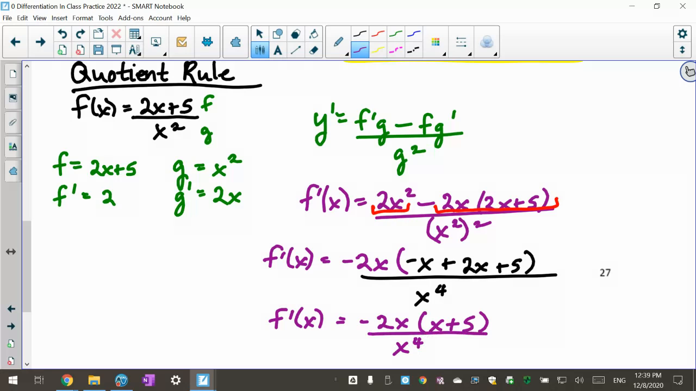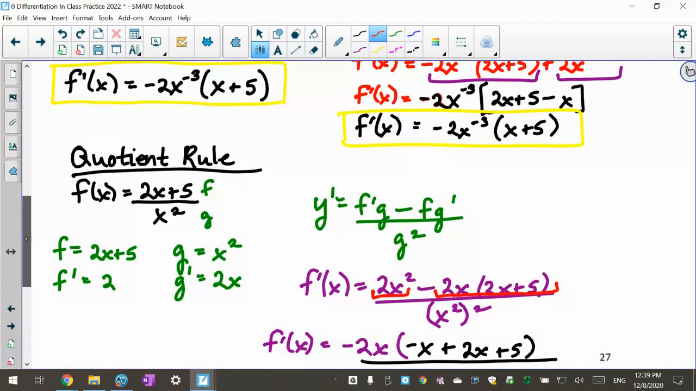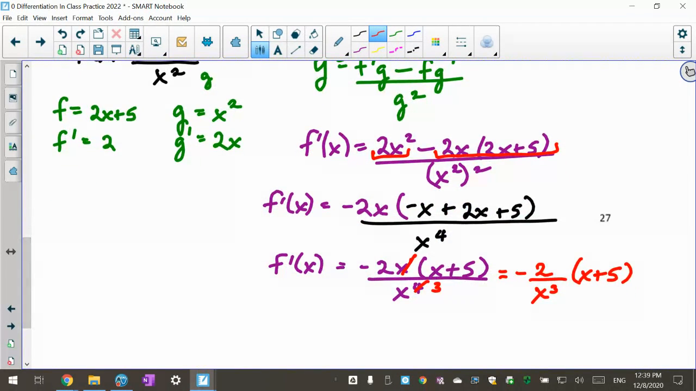And if we're going to look at doing this, I can say, oh, this is a factor, this is x to the 1st. I can cancel out and change that to a 3. So that's really -2 over x cubed times x plus 5, which doesn't look exactly like we did the other ones, but it's very similar because we had -2x to the -3, which is what this is. It's just written in the denominator.